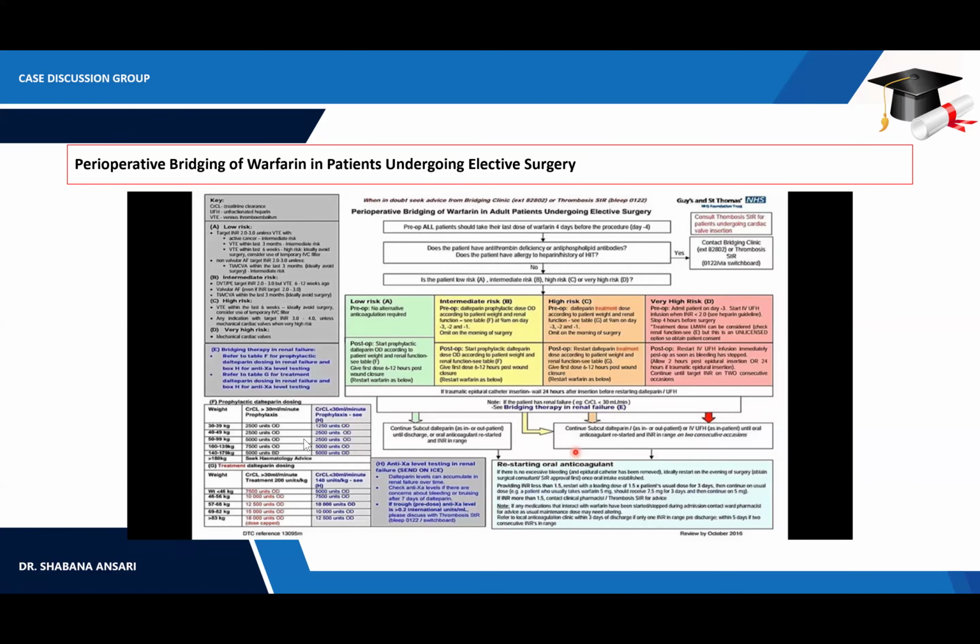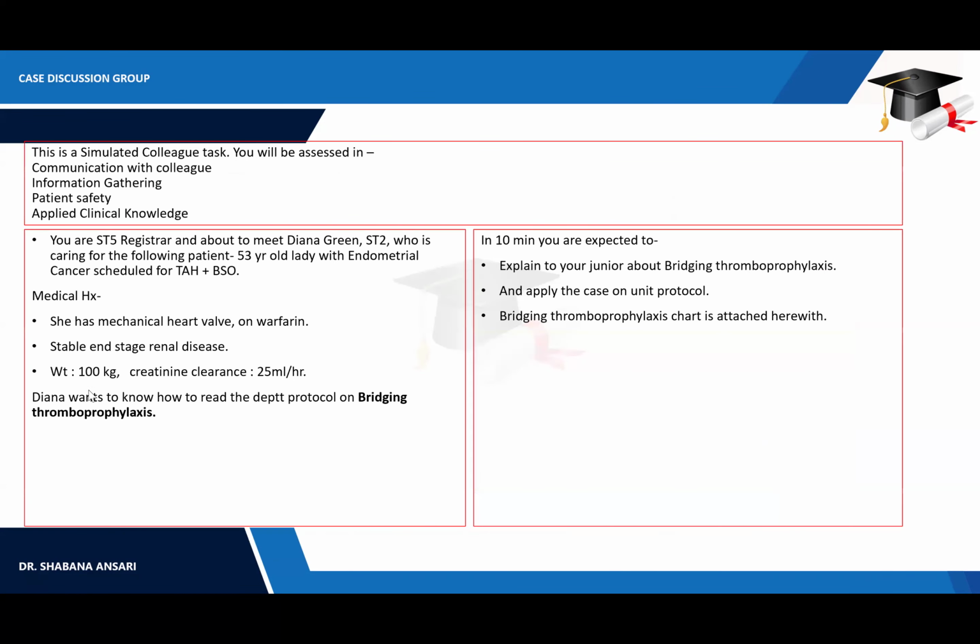So let's see in which category our patient is. What's the age of the patient? She's 53 years old. What's her weight? It's 100 kg, right? Now, what type of surgery is she undergoing? Is it major or minor? It is major. She will be having TAH and BSO for endometrial cancer. So she is undergoing major surgery, and we should know her renal clearance. What's her renal clearance in this case? It's 25.